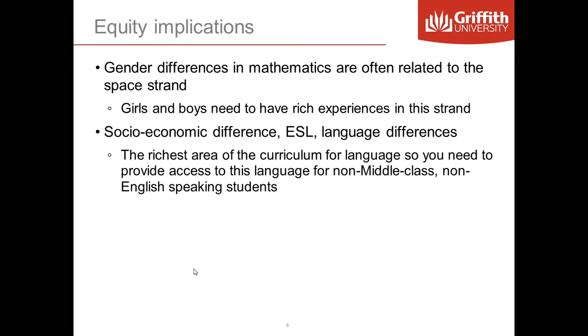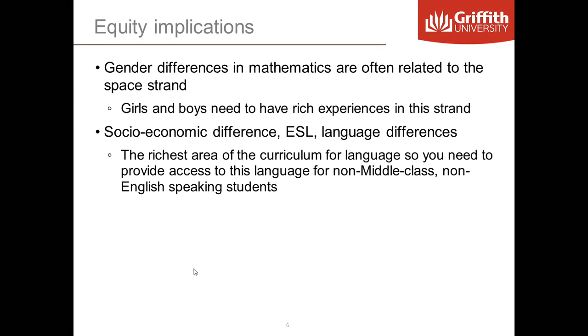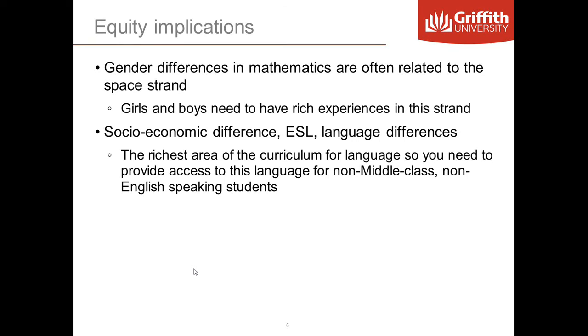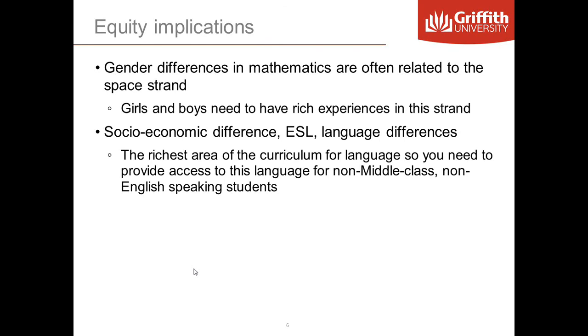The space strand has very, very profound equity implications. There's often an assumption that boys do better at maths and girls do better at language activities such as English and the social sciences. However, what we have found out is that the gender differences we see in mathematics aren't across the board in all strands. Where they are really evident is in the space strand. So we need to make sure that we provide a lot of spatial activities for boys and girls in this strand.